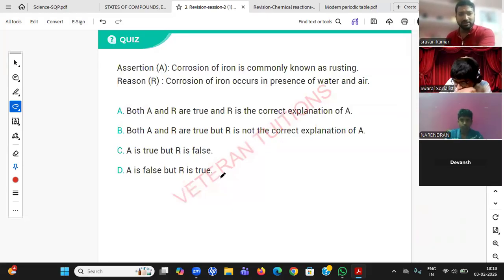Okay, so students, some questions on rusting. Yesterday we finished rusting, right? Corrosion of iron is commonly known as rusting. Corrosion of iron occurs in presence of water and air.